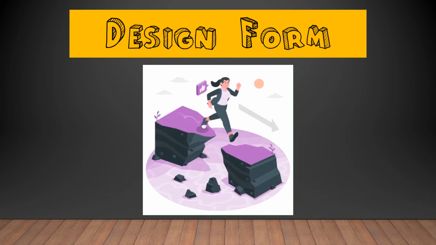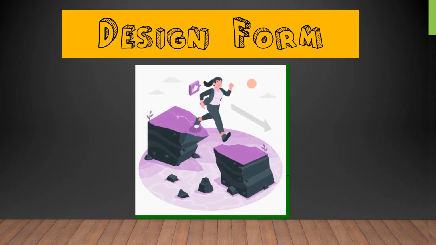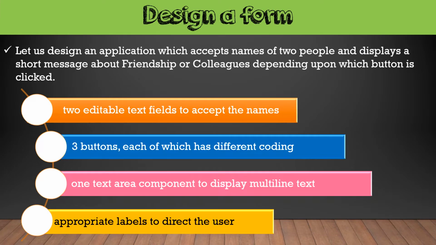So now we will be designing our form, which will include text area as one of its components. So here is the application which we have to design. What we have to do in our application, we have to design such an application which accepts names of two people and displays a short message about friendship or colleagues depending upon which button is clicked. So this is the basic purpose of creating our application.